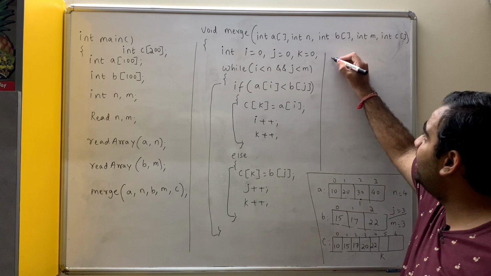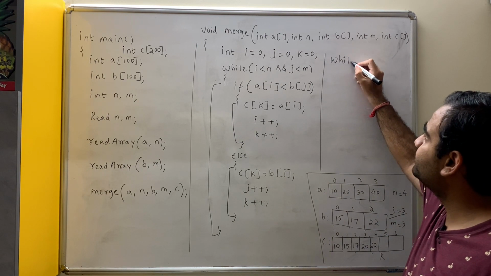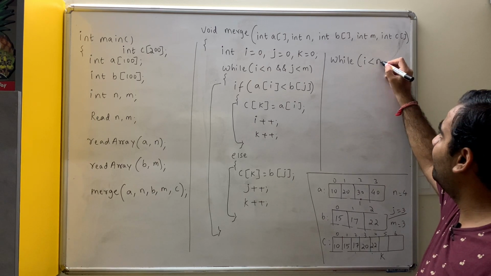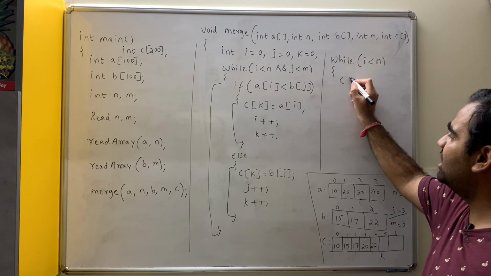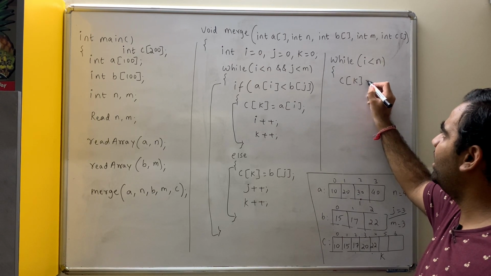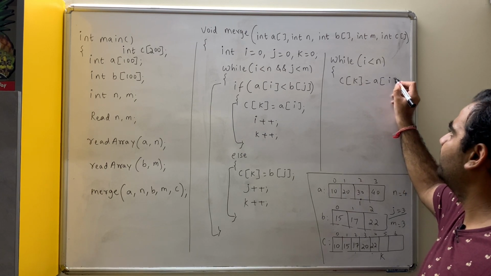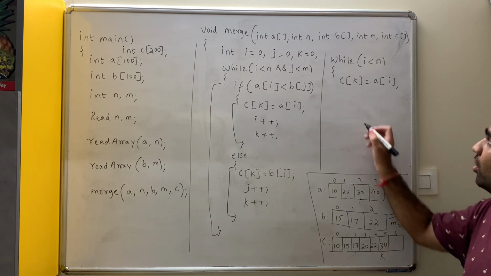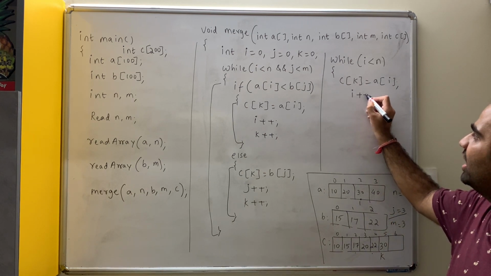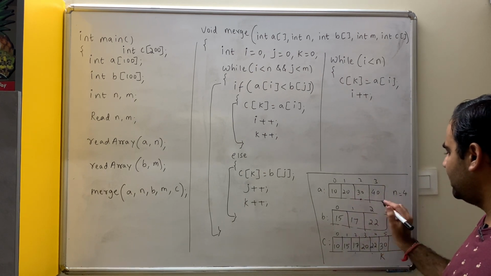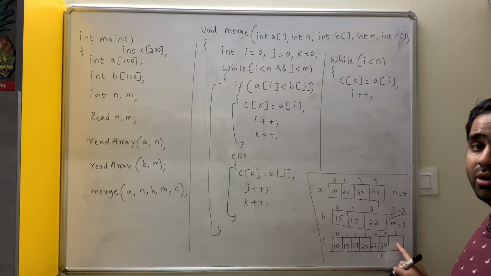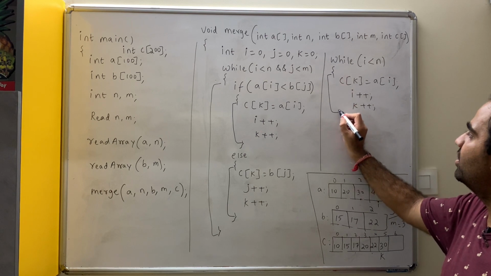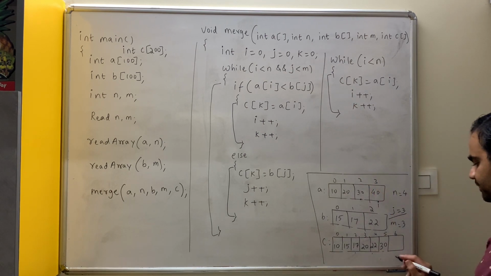And how do I copy it? I say while I less than, what is the array size? N. While I is less than n. What shall I write? I say C of k is equal to A of I. Now this is C of k is equal, A of I is 30. Next time you want to copy 40, therefore we say I plus plus. The value of I is pointing here. And where I want to copy? At this index. Hence we say k plus plus.